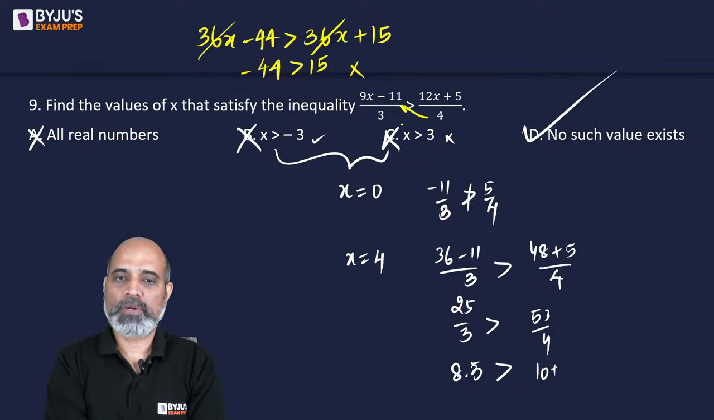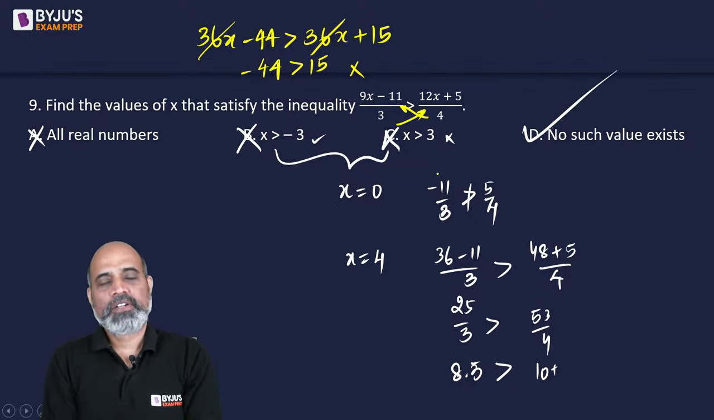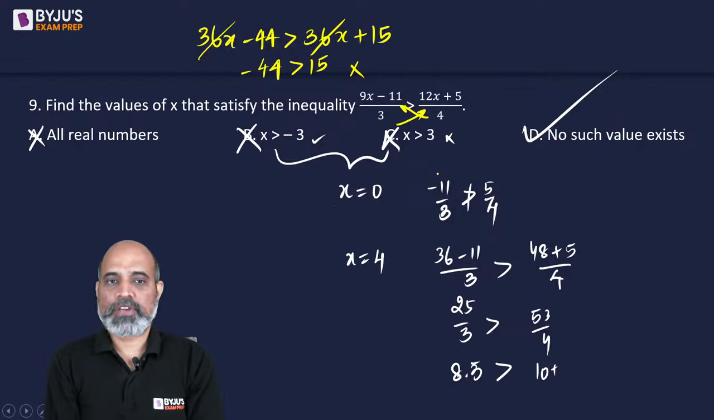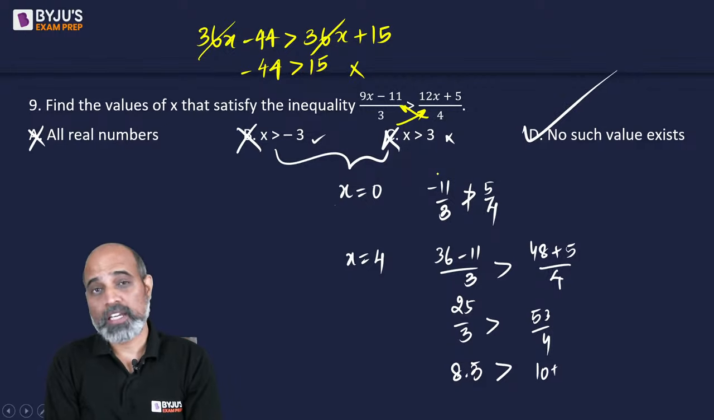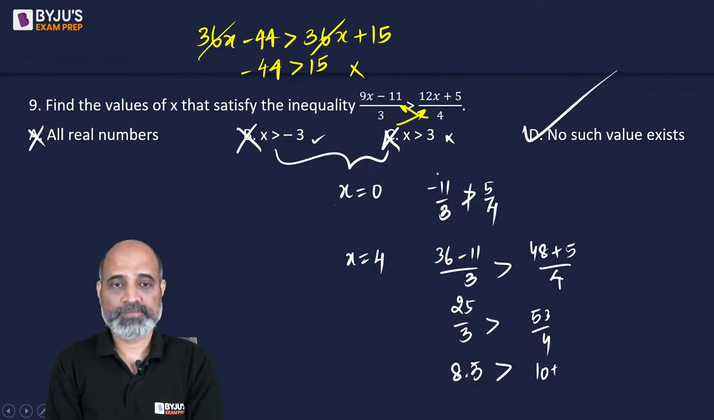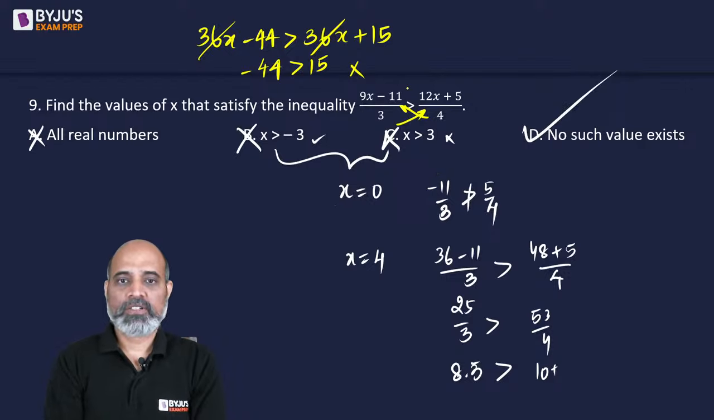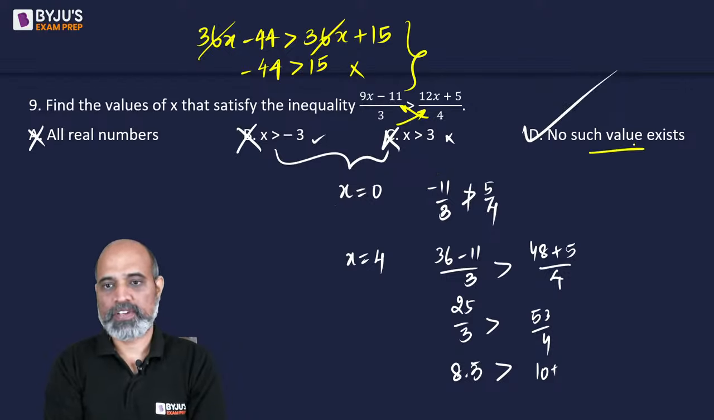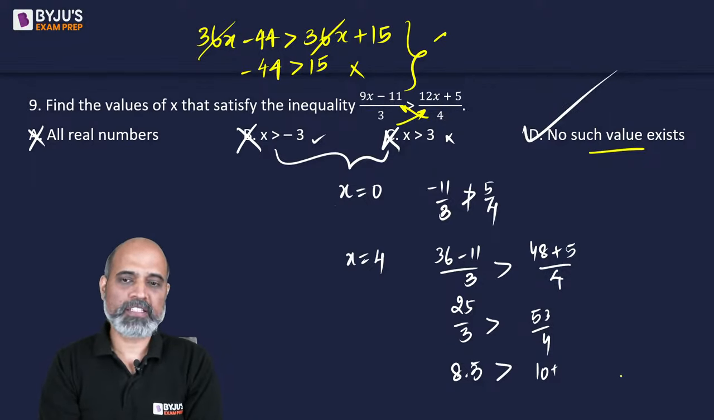अगर हम इसको normally भी solve करते तो we would have gotten an inequality where it says minus 44 is greater than 15, जो कि गलत है. X तो cancel out हो जाएगा, right? So obviously no such value exists. ठीक है? So ये proper approach हो गया step by step, and this is by putting in values.